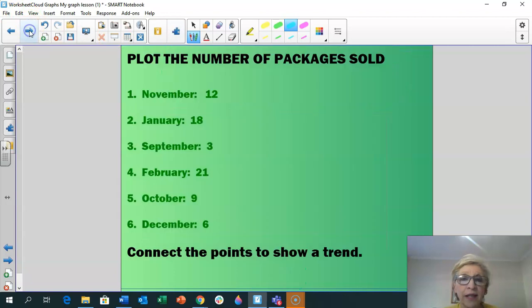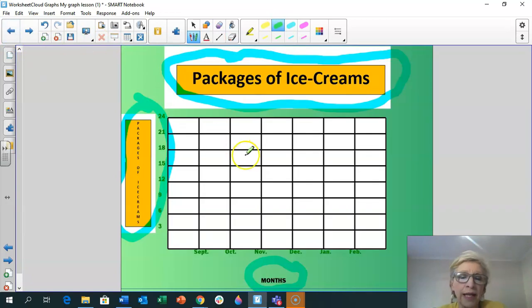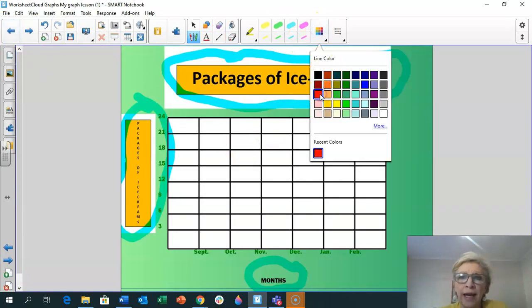And it's going to ask us now to plot the number of packages sold, and then to connect the points to show the trend, to show where the sales went up, where it stayed the same, and where it came down again. Righty, so I am going to choose red, I think.